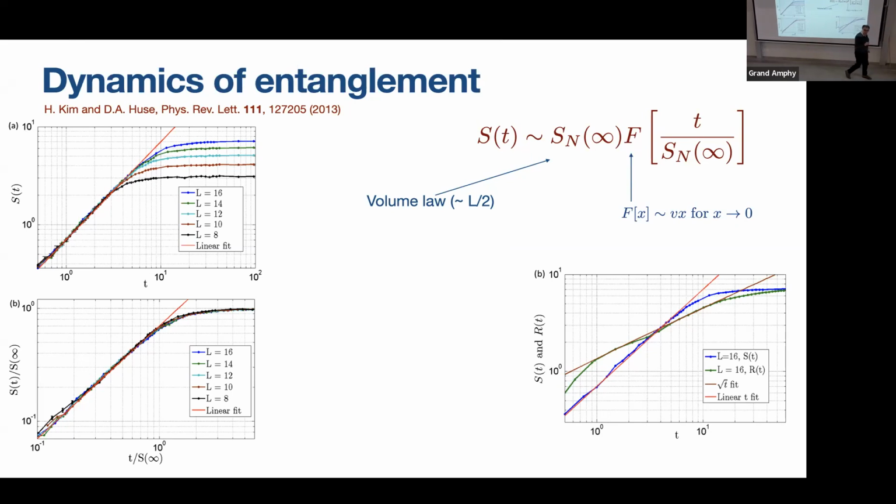So the question is, why does entanglement grow linearly? That's all.